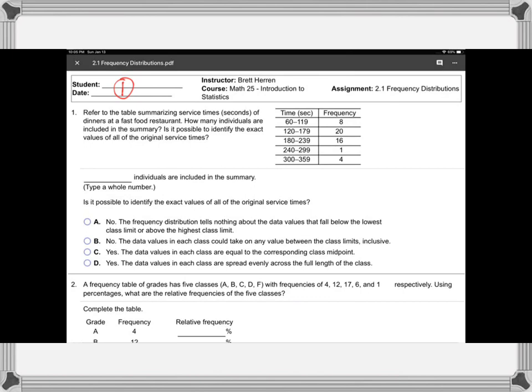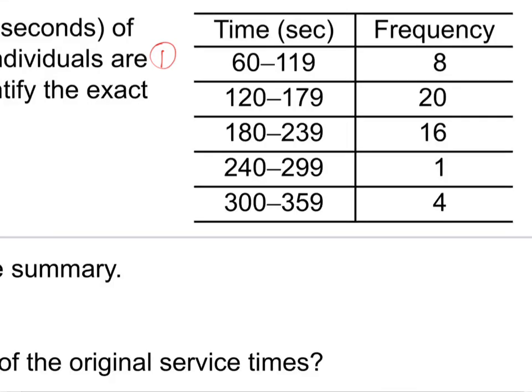Here's question number 1. I'm doing your homework with you now, like usual. Can y'all see that? It's kind of small, huh? I thought I made it bigger. Well, it's just tiny in that projector. Number 1. They're giving us this frequency chart.